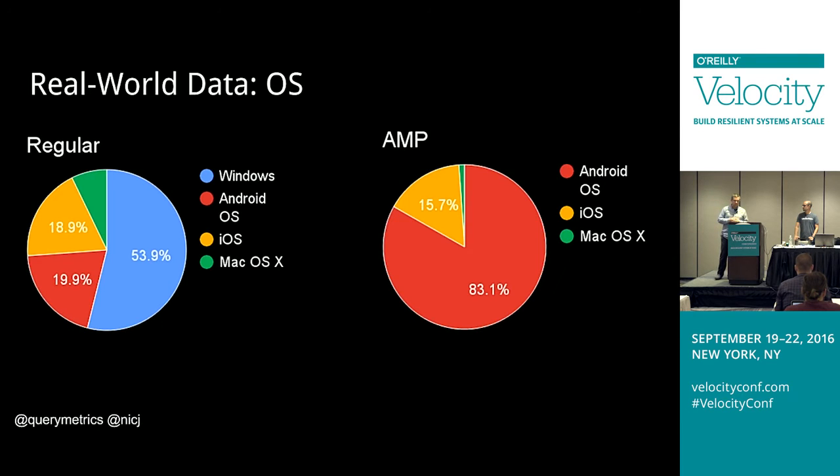And you see that too with what type of OS, what type of devices are loading the AMP pages versus the regular page. The regular page is about 50% Windows, 0% on the AMP site, and Android OS basically dominates who's looking at the AMP content.